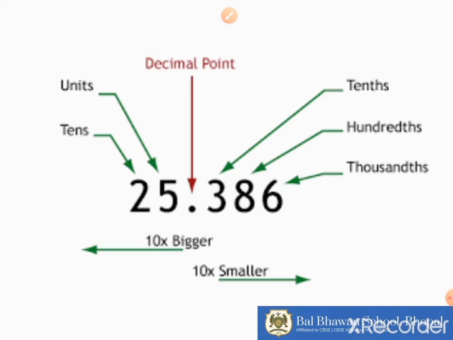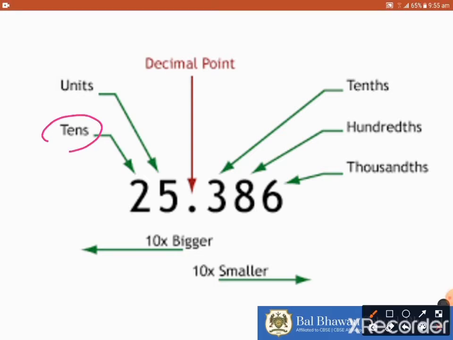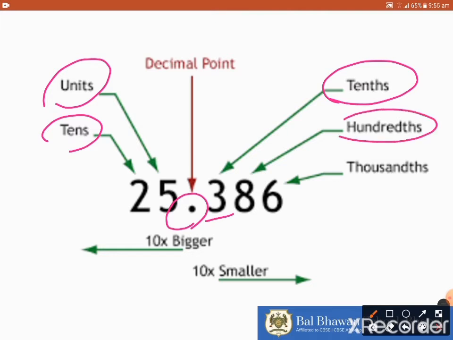Look at the next example. Here the number is 25.386, where 2 is on tens place, 5 is on ones place. After the decimal, the first place is called tenth place. 3 is on tenth place. The next place is called hundredth place. 8 is on hundredth place. And the next place is called thousandth place, where 6 is on thousandth place.